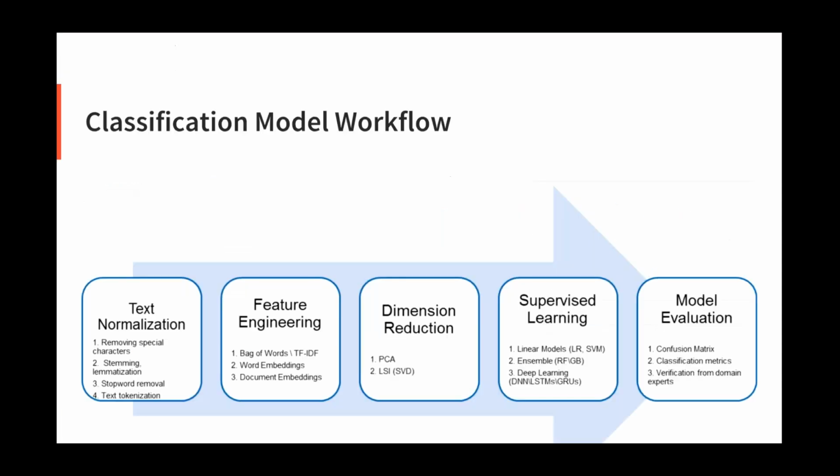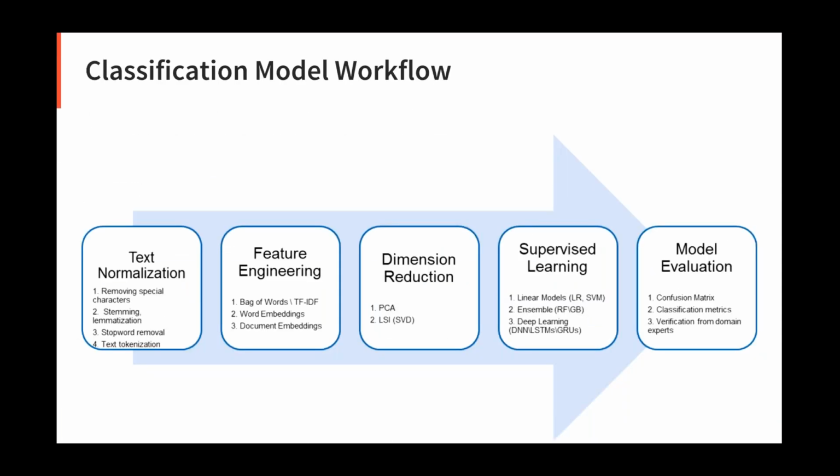This is the classification model workflow which we followed. We started off with text normalization once we had the data, then feature engineering where we extracted numeric features. Dimension reduction is again an optional step to prevent overfitting of models. And then the downstream machine learning applications, right, where we build supervised machine learning models and evaluate the model to test the performance. So as you can see, the workflow is pretty standard for most machine learning projects and even NLP projects. It's nothing different from the standard workflow we talked about earlier.